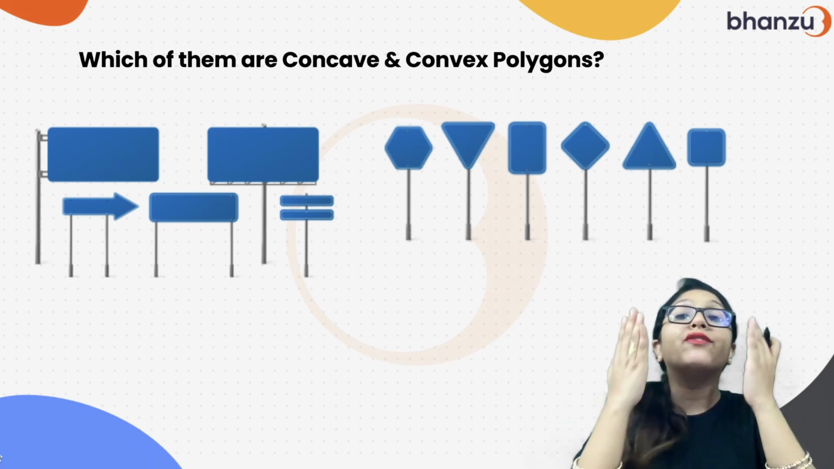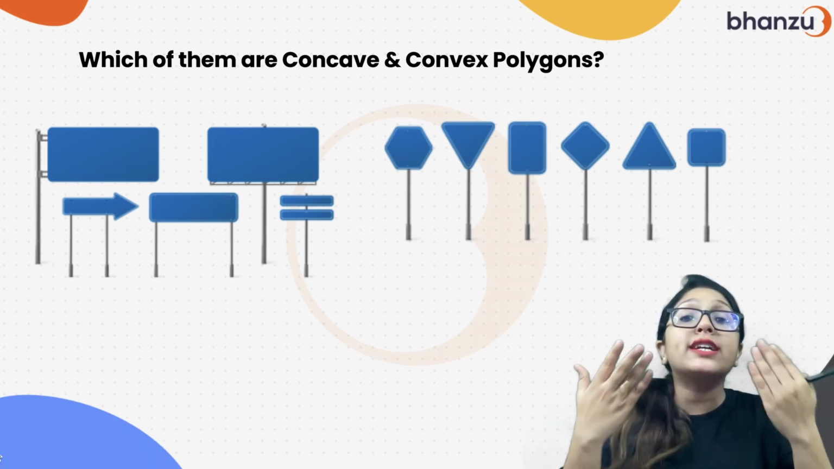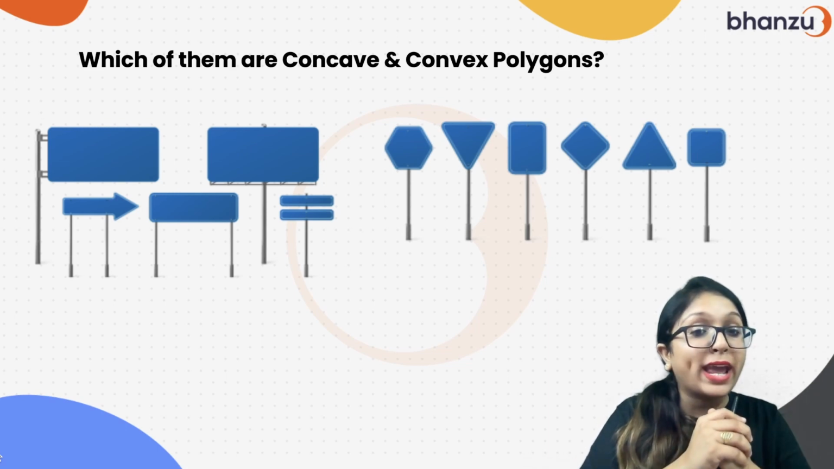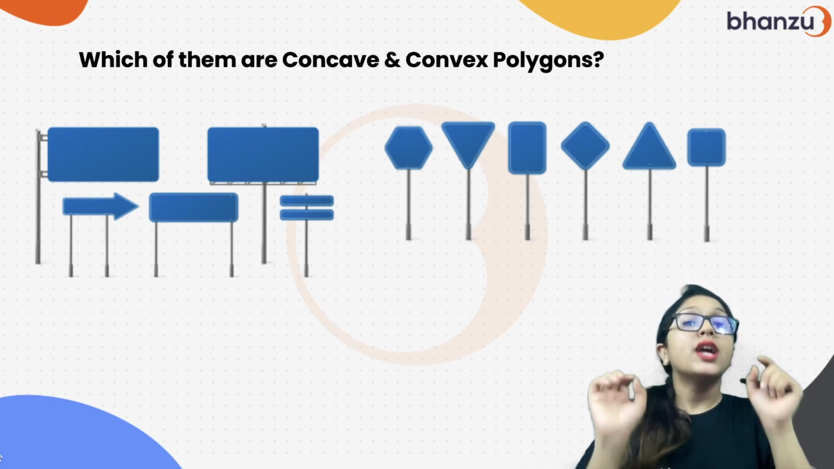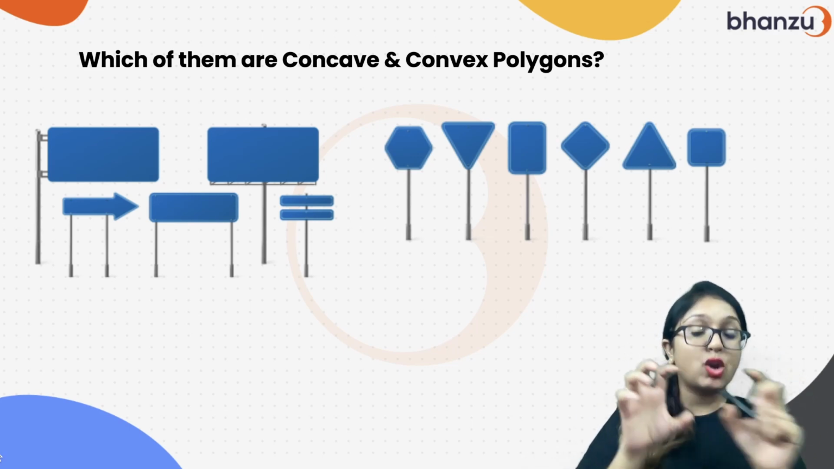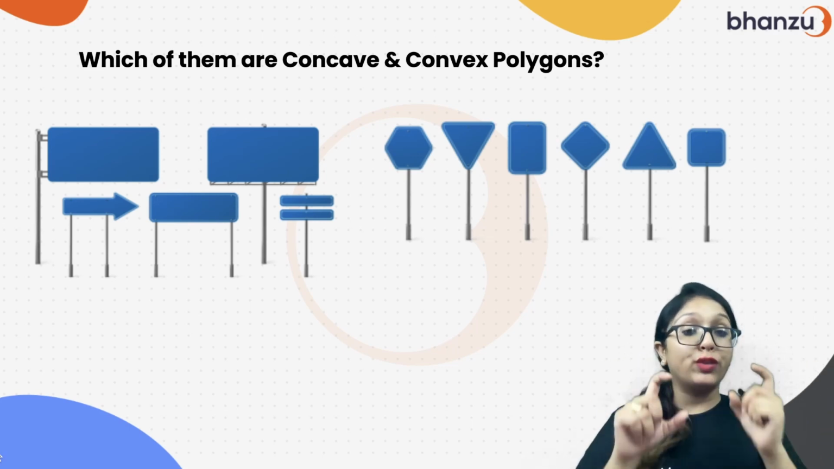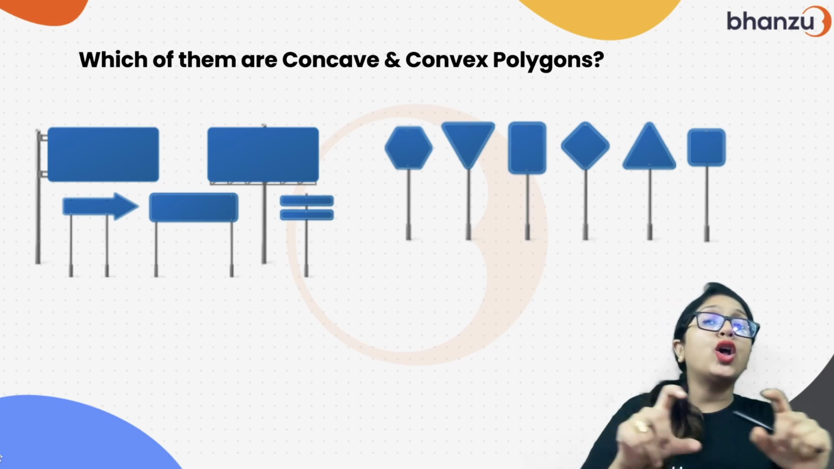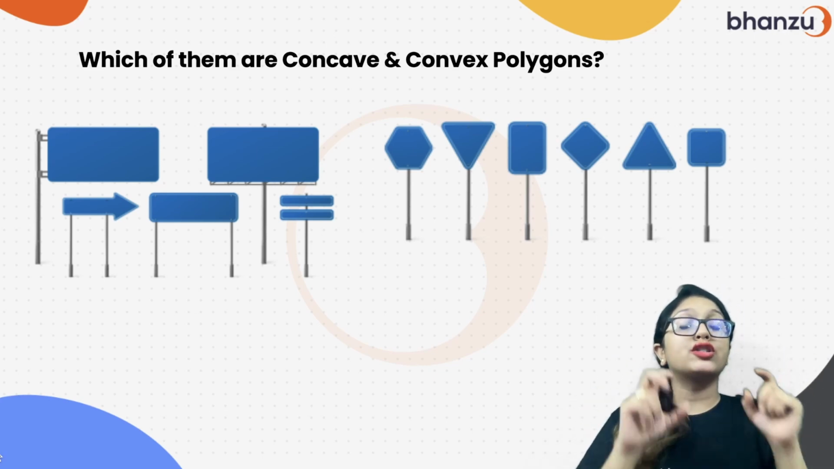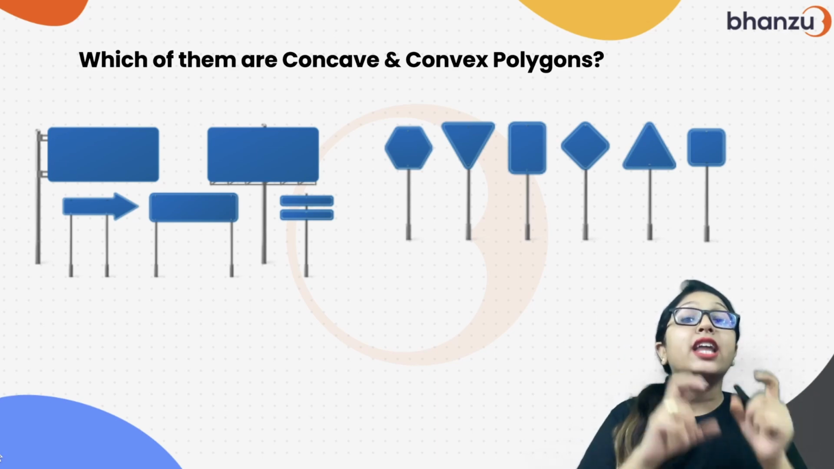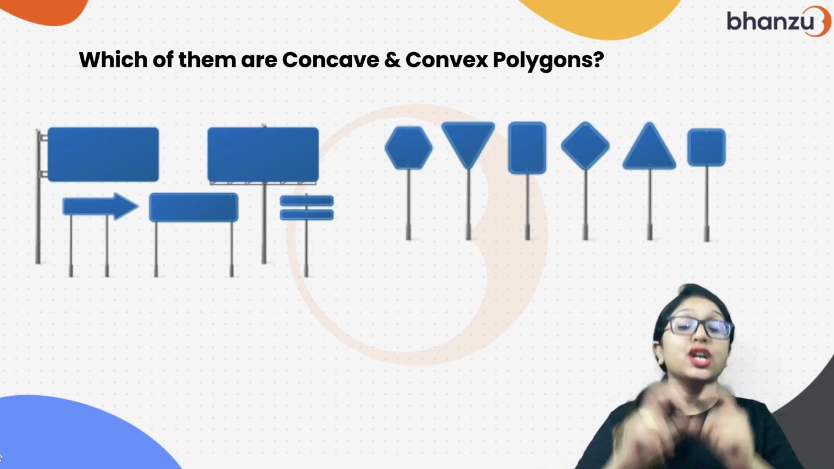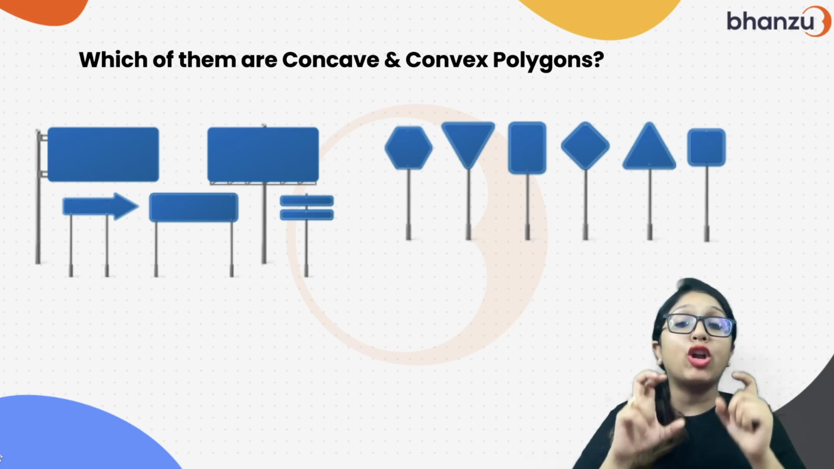That is, how can we categorize them? It says which of these are concave and which of these are convex. If you closely look at these polygons, you can pause the video and watch these closely. Then here you will notice that in all the polygons the interior angles are less than 180 degrees. So these are convex polygons.